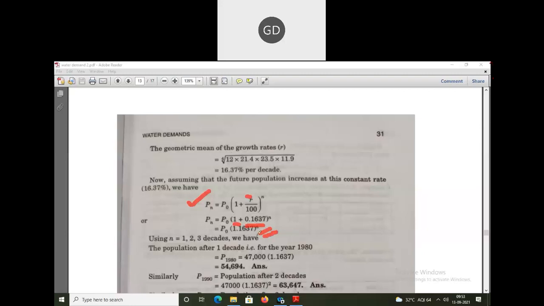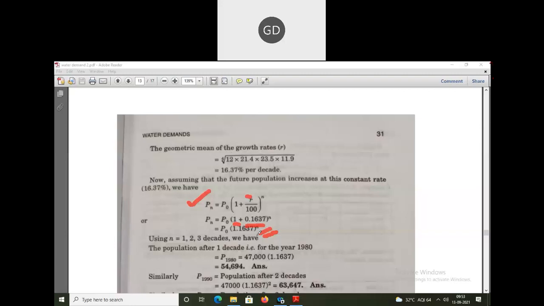So n, what is n? We need to find it out in the question. It is given that we need to find the population after 3 decades. After the last population, that is 1970, we need to find the 3 decades: 1980, 1990, and 2000. So we got 3 decades.